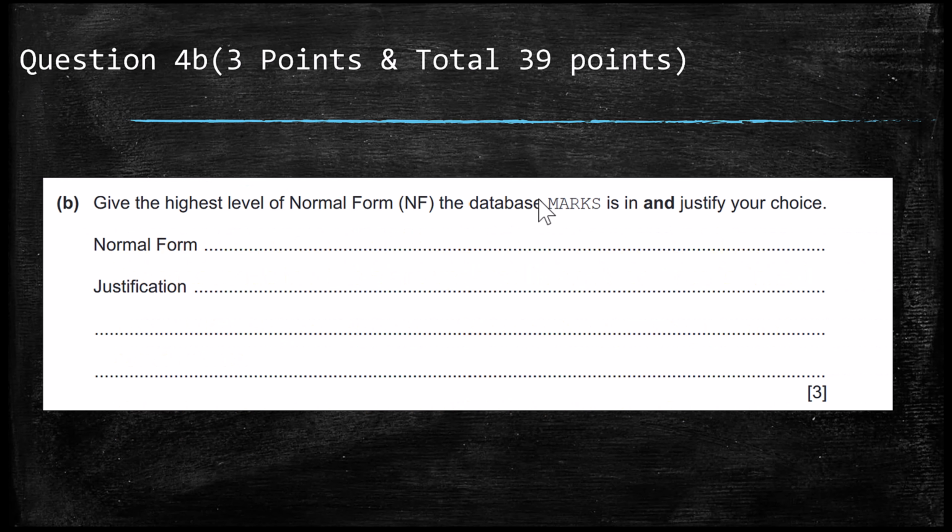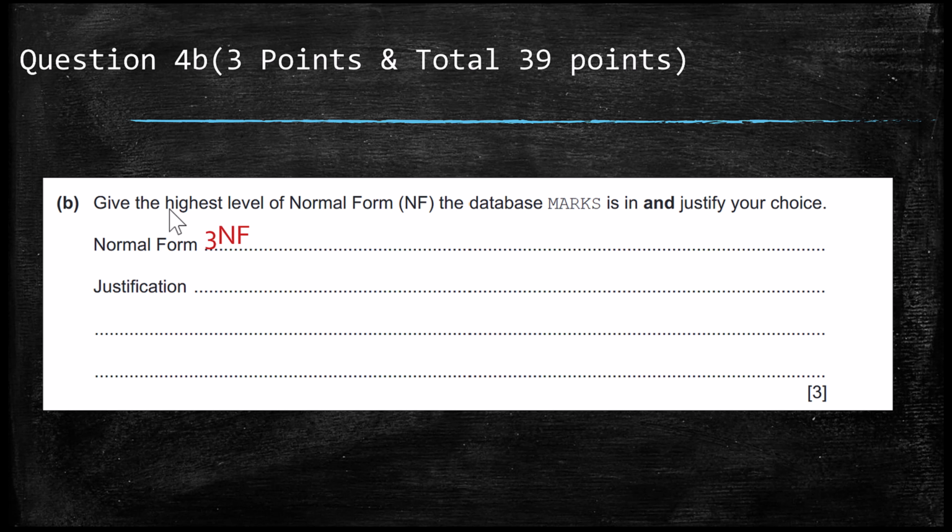All right, give the highest level of normal form the database is in and justify your choice. Well, I know right away it's in 3NF. My justification, well, it's worth 3 points here. So 1 for 3NF. As long as I justify it, then I'll get all my points.